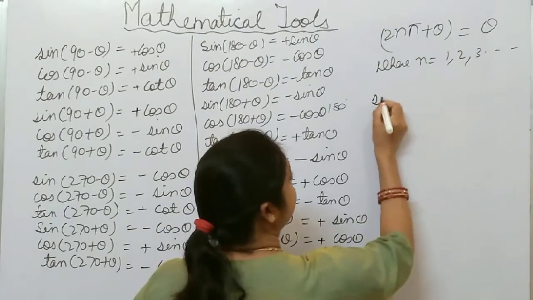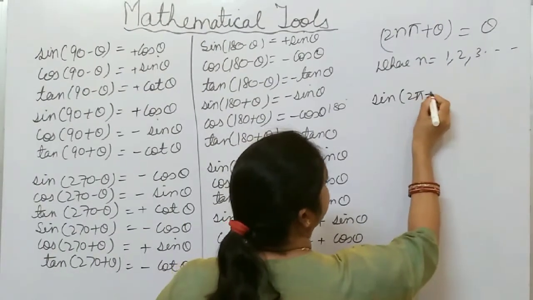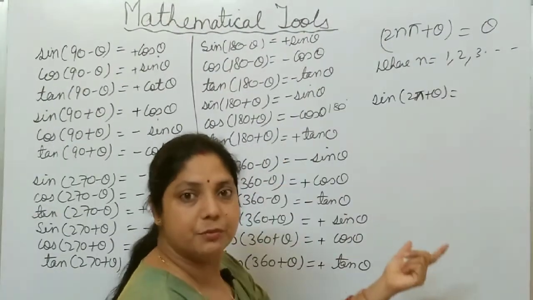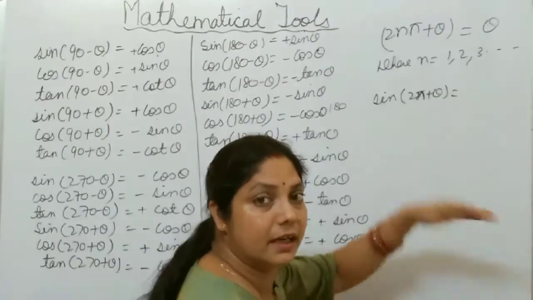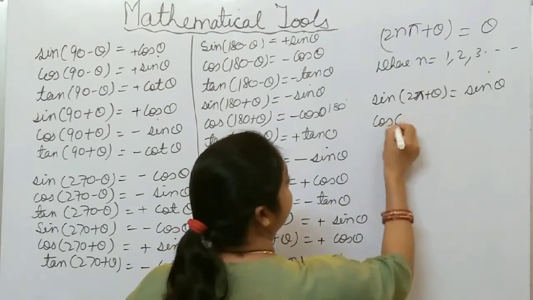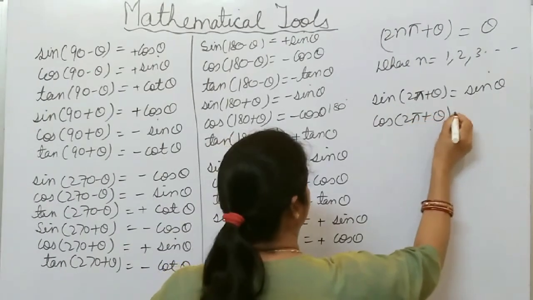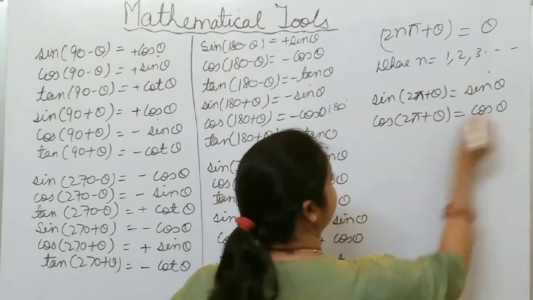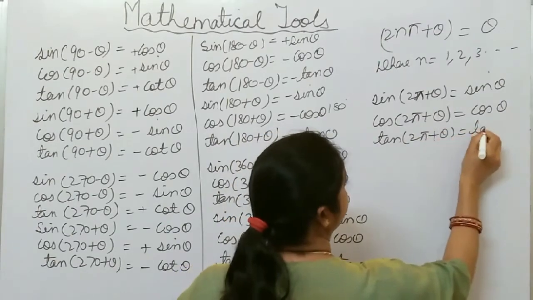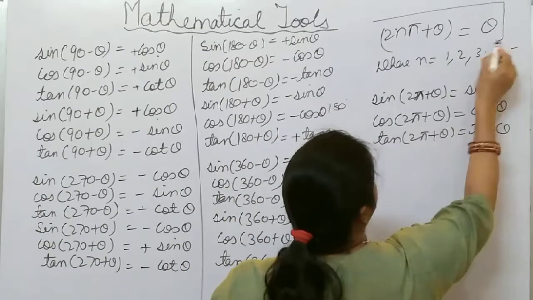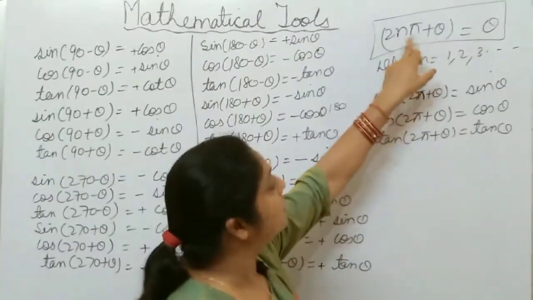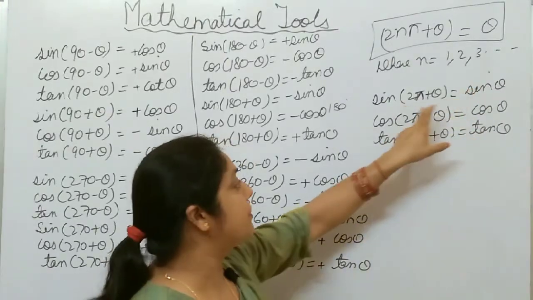You can write in this way, just suppose sine 2 pi plus theta. So 2 pi again comes back to its original position, first quadrant. So 2 pi plus theta again becomes what? Same, sine theta. Cos 2 pi plus theta again becomes cos theta. Tan 2 pi plus theta becomes tan theta. So you must remember this one also, that after 2 pi angle, the values remain the same.